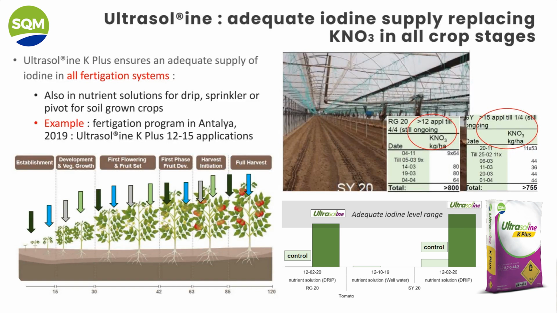Well, replacing this potassium nitrate with Ultrasaline guarantees, on the one hand, that we will supply the iodine over many different steps during all growth stages, and that guarantees that iodine will be available to the plants in all the essential stages where it can be critical. And if you look at the overall supply, you see that compared to the control, Ultrasaline applied here is getting you to the range of adequate iodine levels for plants.